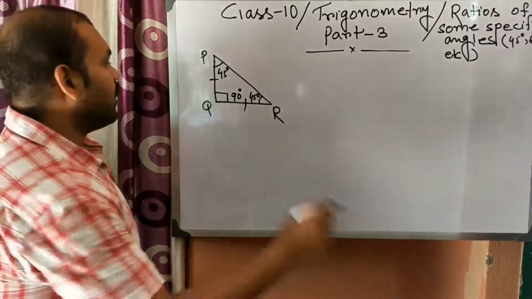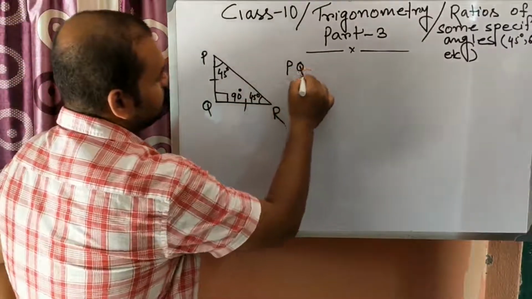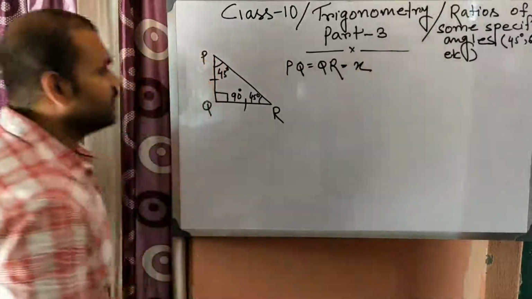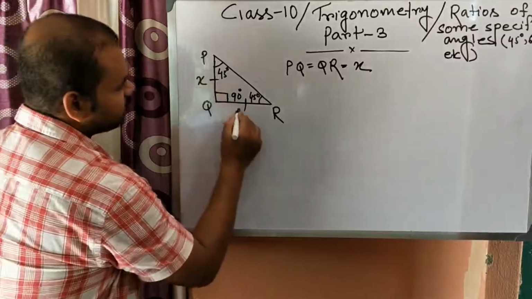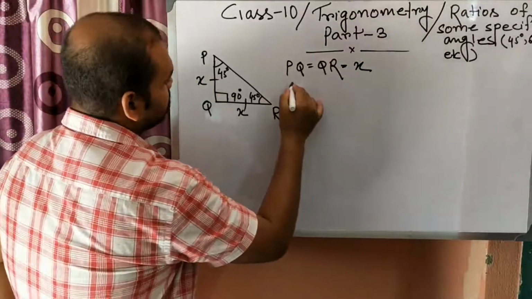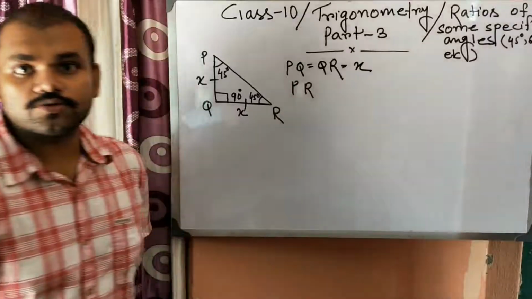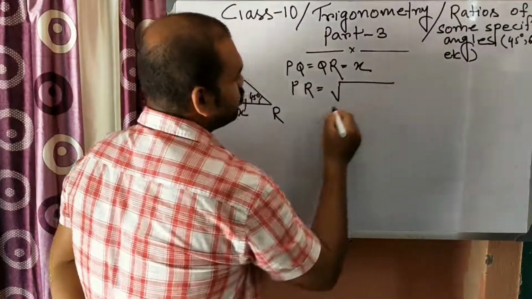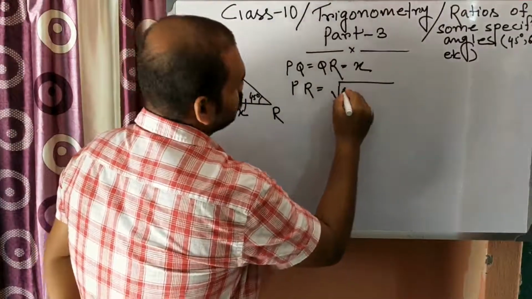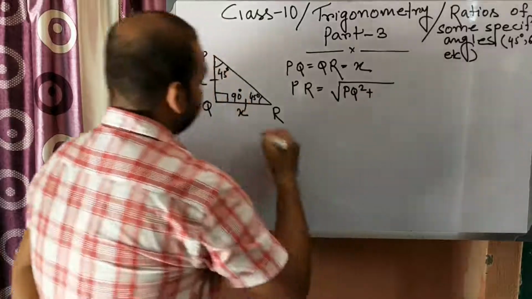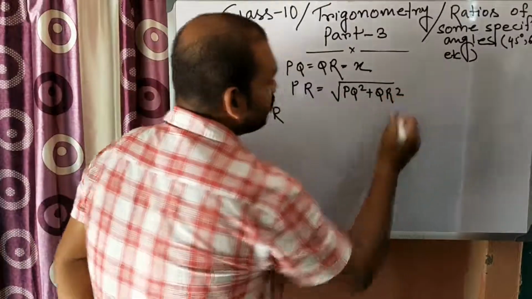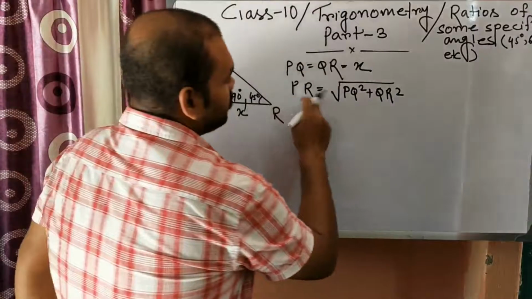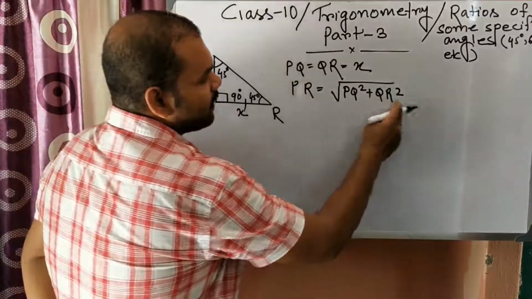Okay, so now let us consider PQ is equal to QR, it is given, let it be X. So this will be X, this will also be X. So PQ, QR. So what is the value of PR? PR is the hypotenuse. So what is the value of hypotenuse? Hypotenuse is equal to root over PQ square, that is perpendicular square, plus base square, that is QR square. From where did you get this formula? From the Pythagoras theorem. So hypotenuse is equal to root over perpendicular square plus base square.